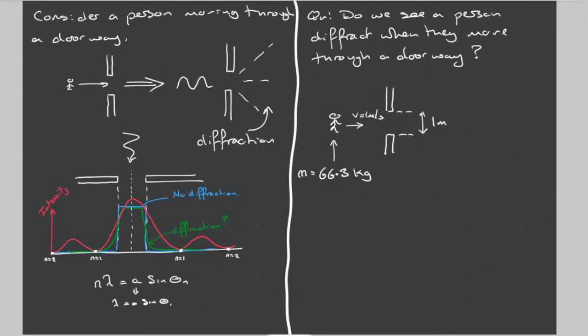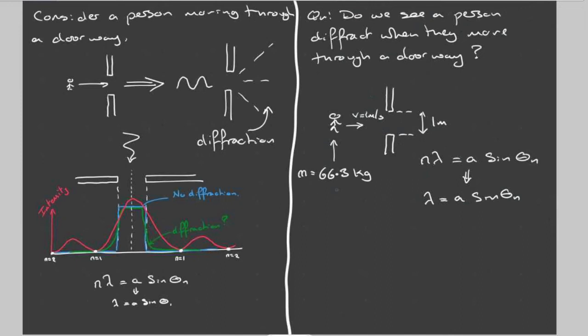The equation that describes the angular positions of the diffraction pattern, which is going to give us basically the probability function, is n lambda = a sin theta_n. And we're just going to consider the first order, n equals 1. So again, that equation becomes lambda = a sin theta_n. What I'd like to do is imagine that we can describe this person as a wave and work out what the value of theta 1 is.